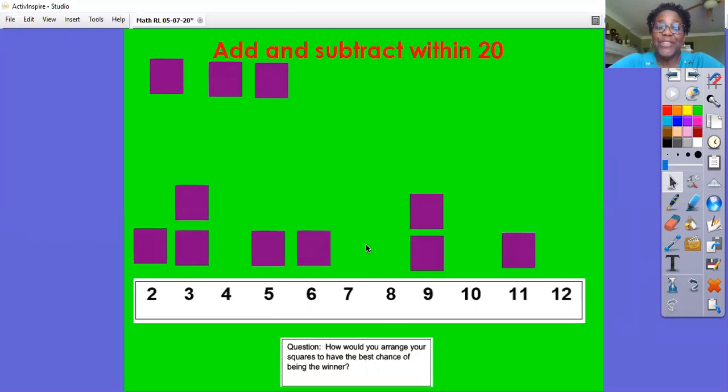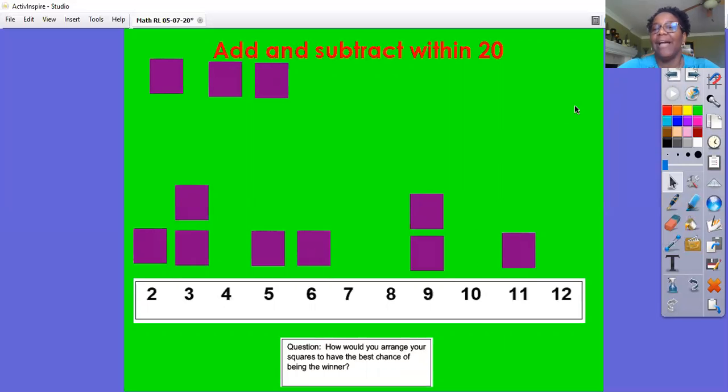All right. So I will let you continue to do this. But like I said, you will continue with your partner. And the person who has all the numbers left with no squares will be the winner. Okay? Here's a question for you. How would you arrange your squares to have the best chance of being the winner? Think about that. Figure out where would probably be best to put your squares so that you could be the winner.